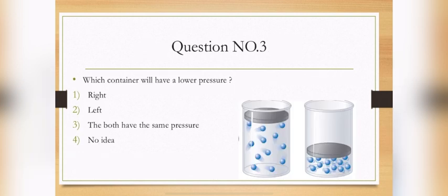So let's do this. Question number 3. Which container will have a lower pressure? As you can see in the picture, the left one is having this. And don't forget, these two containers have the same amount of particles, and the total mass of the particles involved in this experiment is the same for both containers. So think that the temperature is constant, and the total mass of the particles on both sides is also the same. So let's do this. Pause the video and think about it.